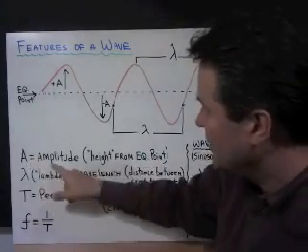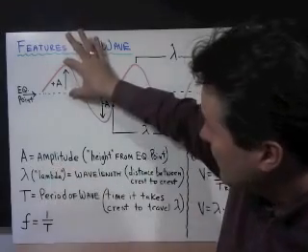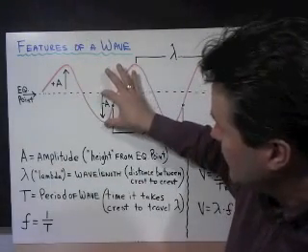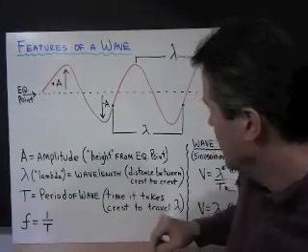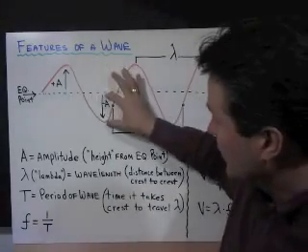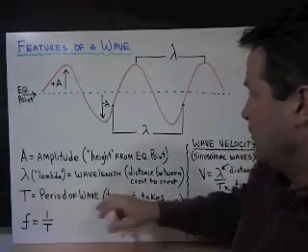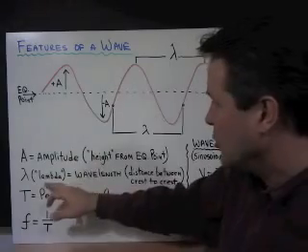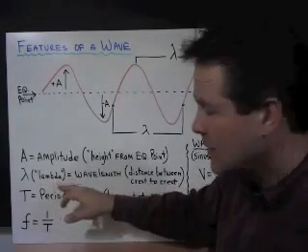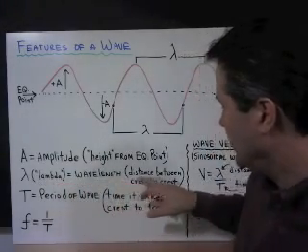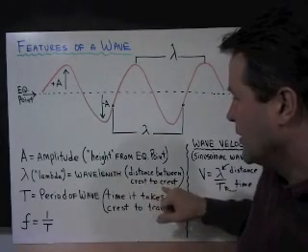So A means amplitude, and that would be the height of the wave, or you could say the depth of the trough. This would be positive, that would be negative. Lambda, as we mentioned, that's the Greek letter lambda. That would be the wavelength, and that's the distance from crest to crest.